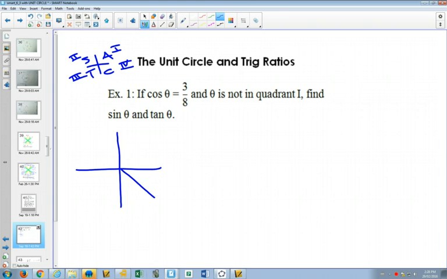When we draw the triangle, we always draw it back to the nearest x-axis so that we have a reference angle. Now, if cos is 3/8, we know that cos is adjacent.